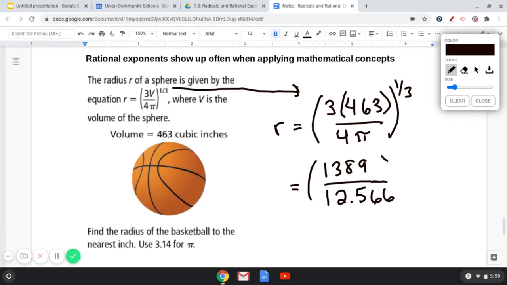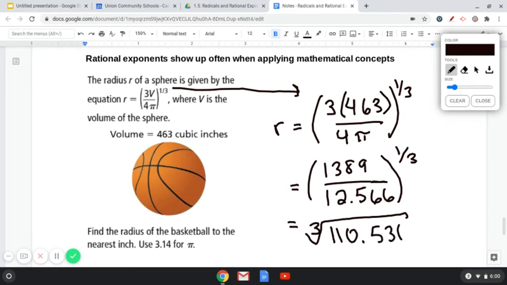I always like going 3 decimal places. You get a pretty close answer if you do that. All right, now I'm going to take 1389 divided by 12.566, and this is to the 1/3 power, class. I'm also going to do this in this step. So this is the cube root of 1389 divided by 12.566, which is 110.536. I'm going to take the cube root of that.